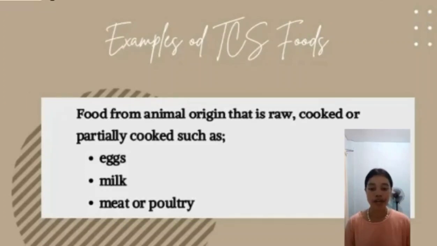And number 3, meat or poultry. The reason why meat or poultry are considered TCS food is because they provide a hospitable environment for bacteria and microorganisms. Moist, protein-rich, and acidic foods like meat and chicken already carry some bacteria. So it's important to stop growth in its tracks and kill any germs with proper storage and cooking.